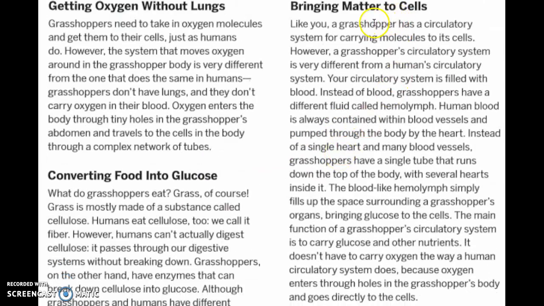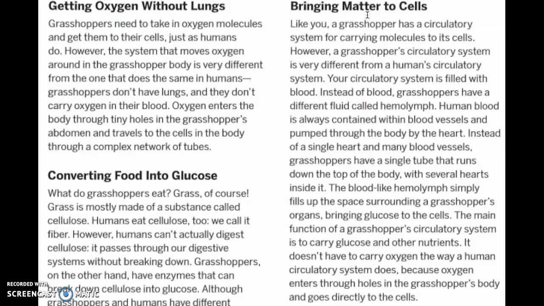Bringing matter to cells. Well, I know matter is made up of atoms, right? So I'm looking at the atoms and molecules that are going to cells. Like you, a grasshopper has a circulatory system for carrying molecules to its cells. However, a grasshopper circulatory system is very different from a human circulatory system. Your circulatory system is filled with blood. Instead of blood, grasshoppers have a different fluid called hemolymph. So grasshoppers do not have blood. Grasshoppers have hemolymph.